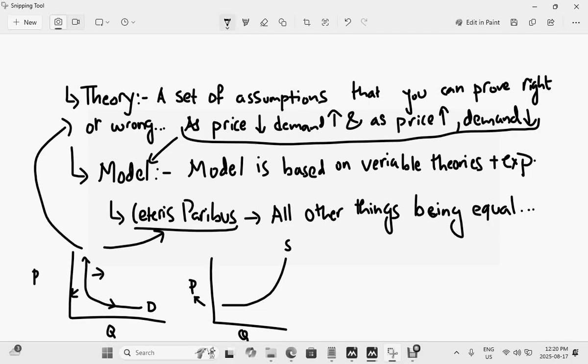So you're factoring out factors that shift the entire curve either to the right or to the left, such as technological change. So that's movement along the curve versus shift of the curve. That would be the difference between your theory and the model itself.